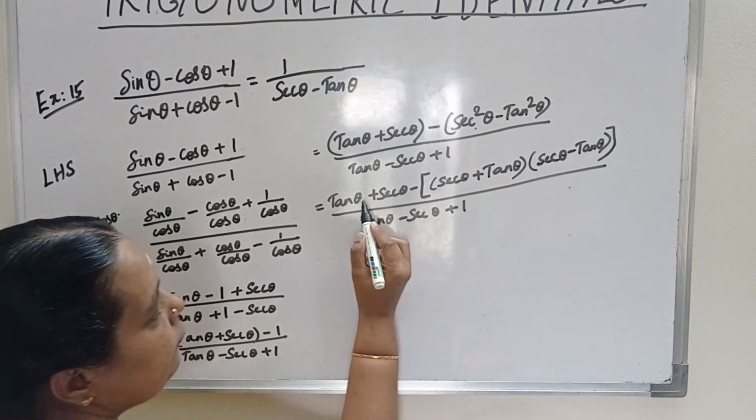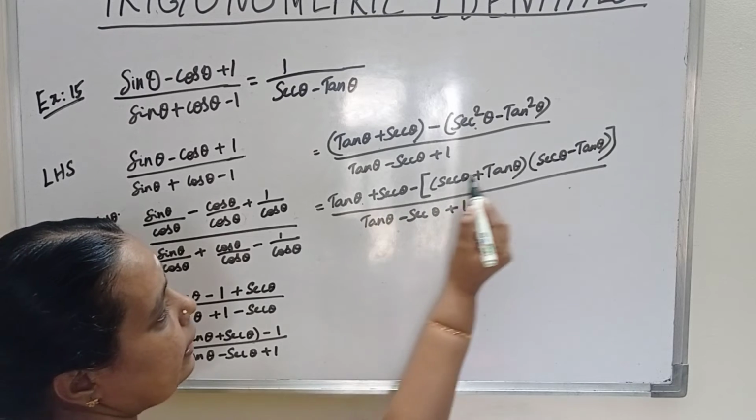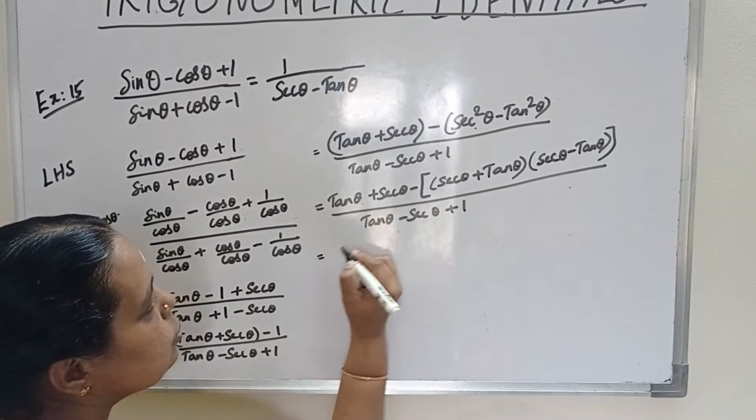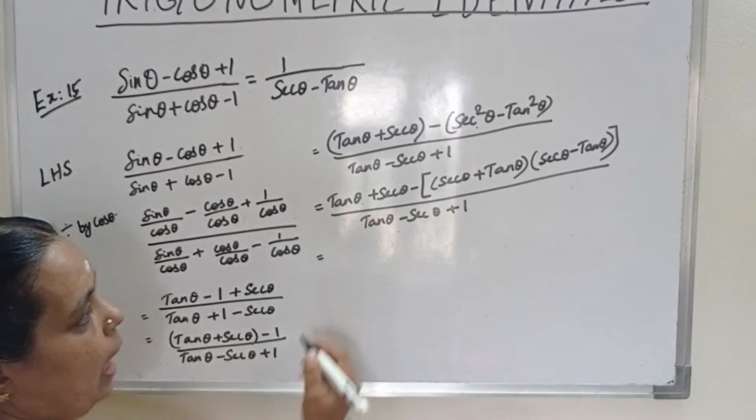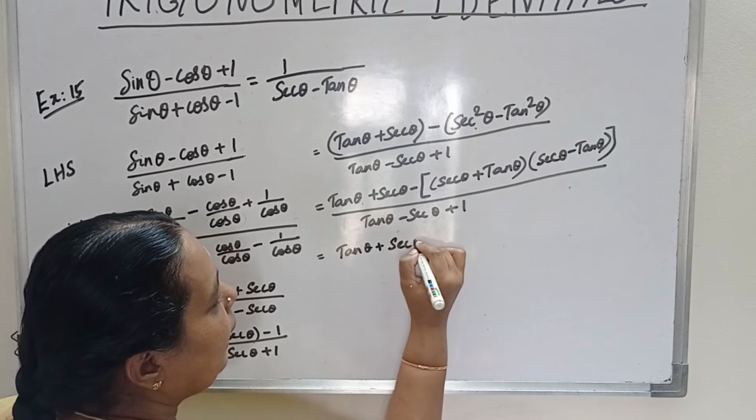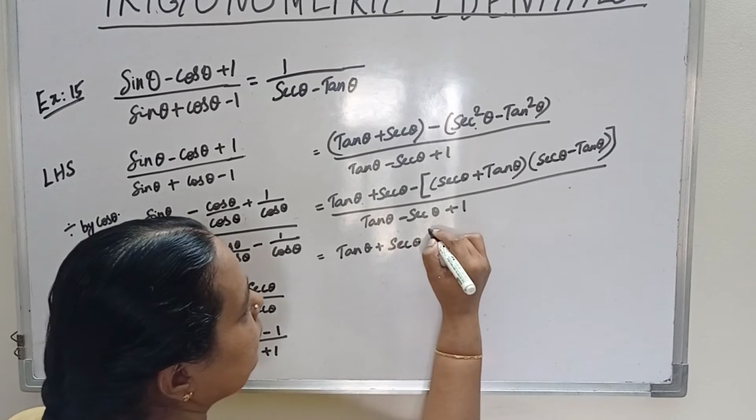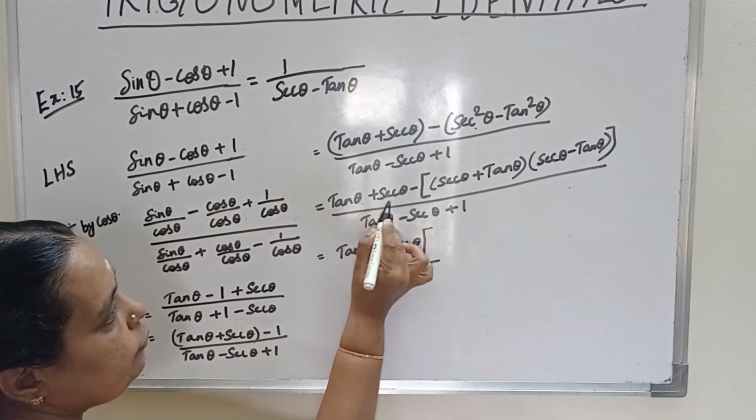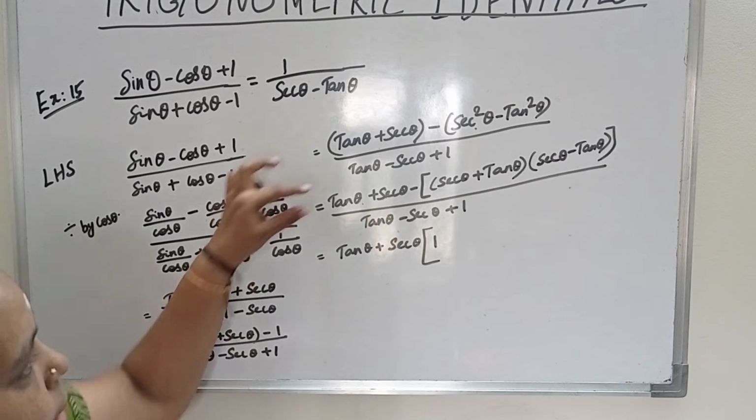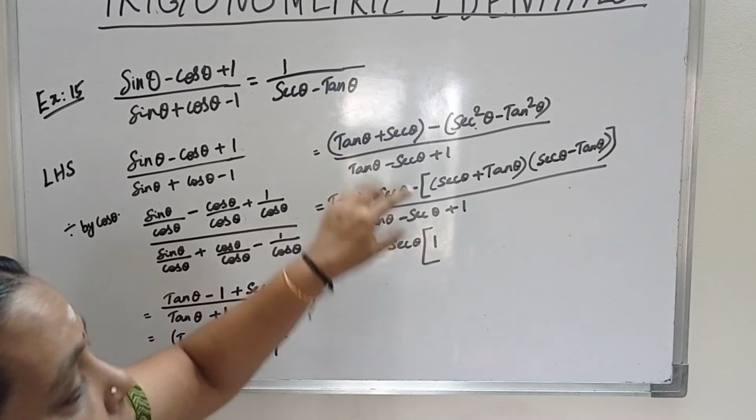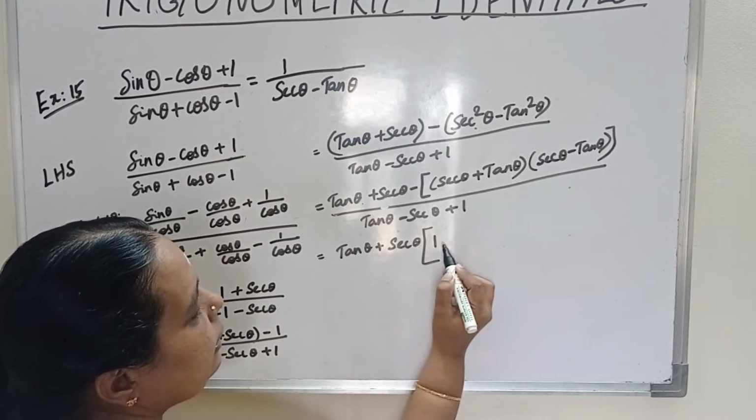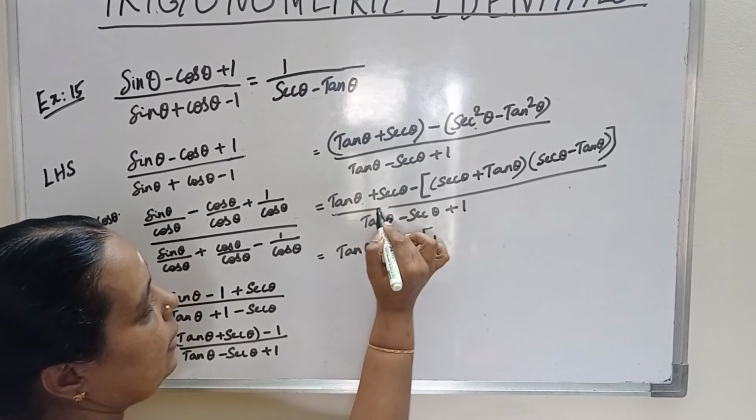Now we have tan theta plus secant theta here and also secant theta plus tan theta common in both the elements. So let's take tan theta plus secant theta outside. Inside, instead of this tan theta plus secant theta, we will be writing it as 1. Just multiply and see: tan theta plus secant theta into 1, we will get this tan theta plus secant theta.